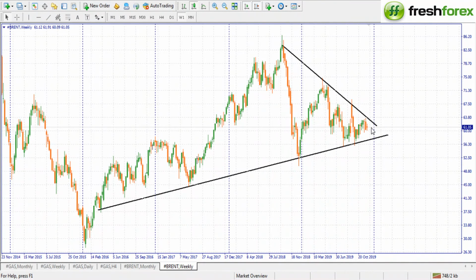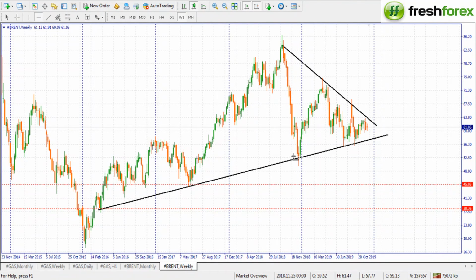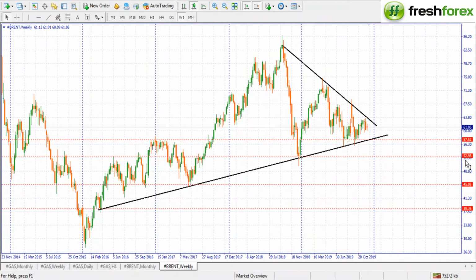We want price to either break above the upper trend line or break below the lower trend line, so that we can proceed downwards up to the levels which I'm currently marking on the chart. These are the levels where if price is to proceed downwards, then expect to find some struggling around 52.98, 45.05 or 38.36. If price is to go below this level here, the trend line, then we have this before we proceed downwards.